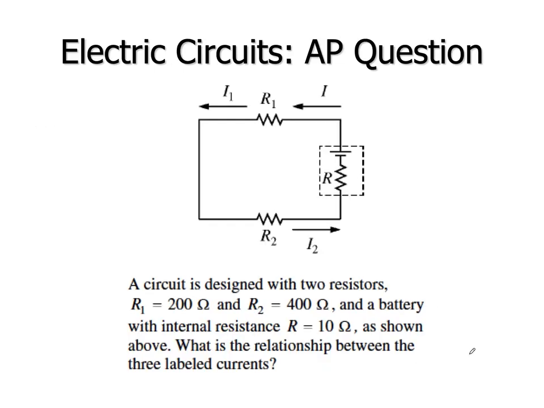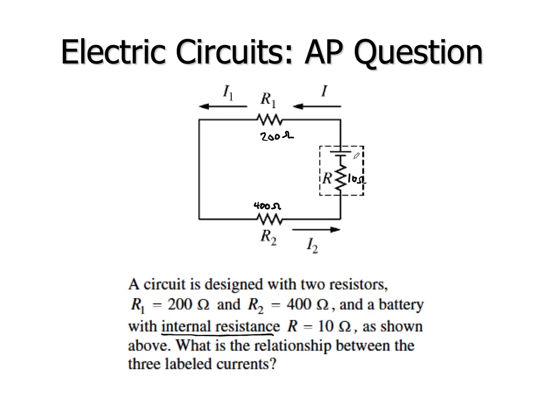Here's an AP question, and it's leading us into something that we haven't talked about yet. We've got two resistors. R1 is 200 ohms. R2 is 400 ohms. And then here's the new part we haven't quite talked about yet. This battery, this dotted line represents the outline of the battery, has an internal resistance of 10 ohms. And I need to talk about that real quick. All batteries have some internal resistance that gets larger as the battery ages. So hold tight for this thought for just a brief moment before we answer this question.